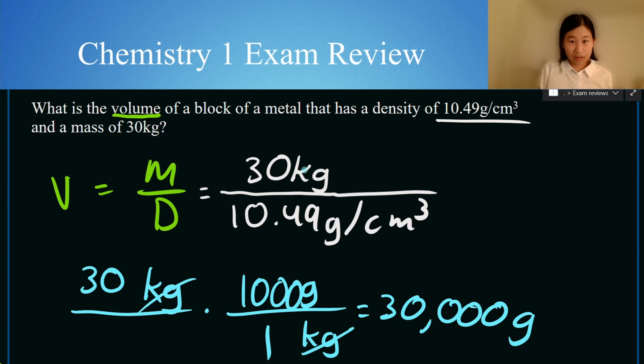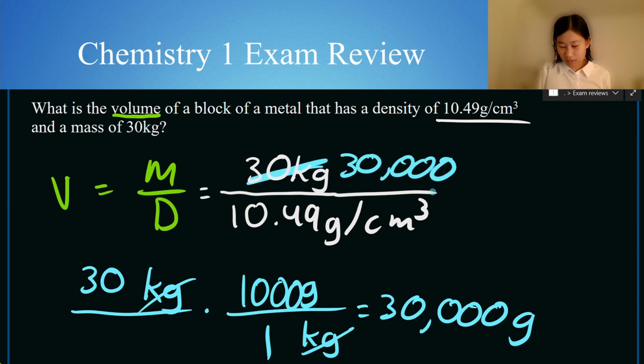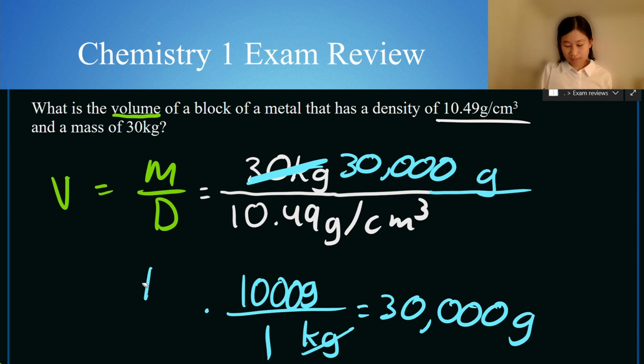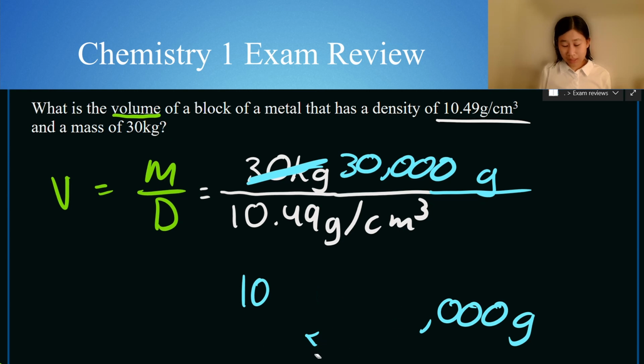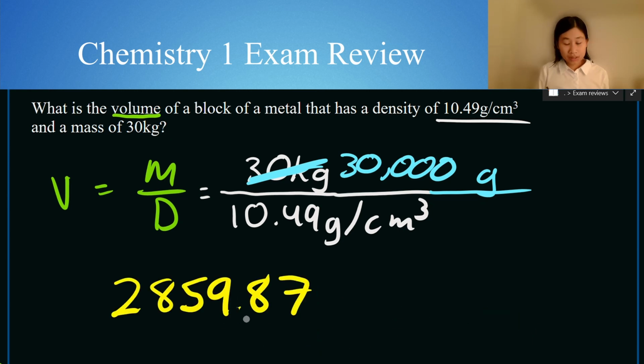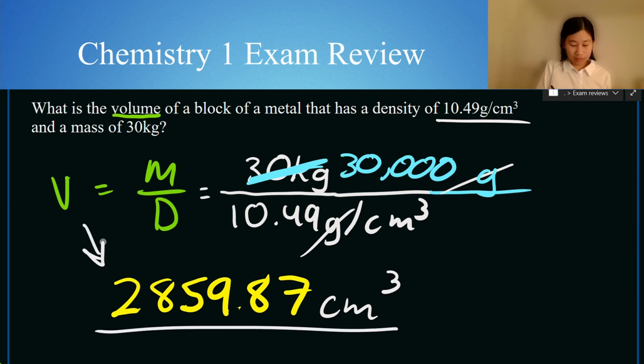Okay, so instead of kilograms, we're going to have 30,000 grams. So now we do this division. So 30,000 divided by 10.49. This results in 2,859.87, and this unit will be in centimeters cubed. So this is what our volume is.